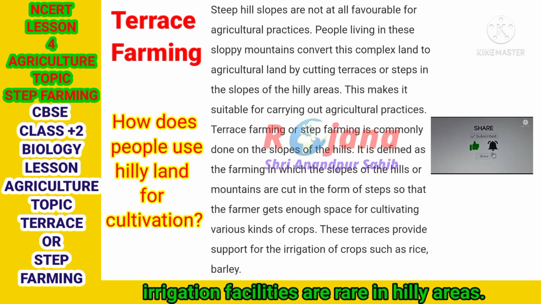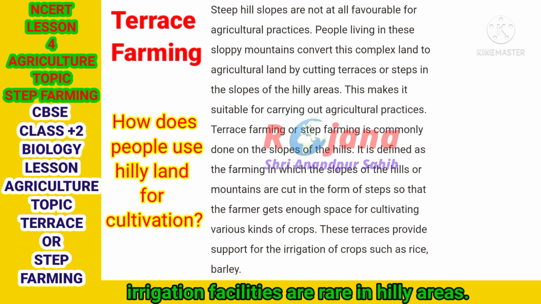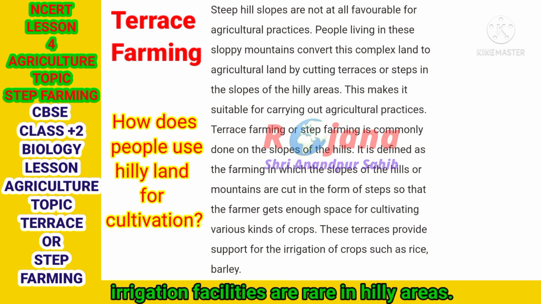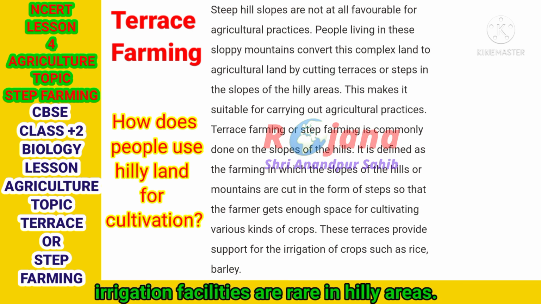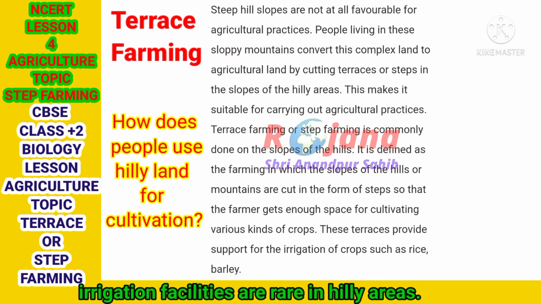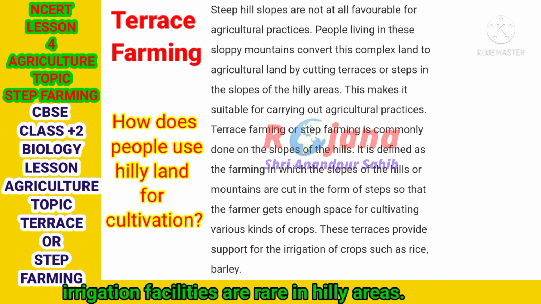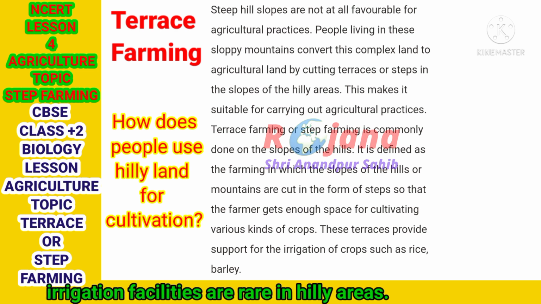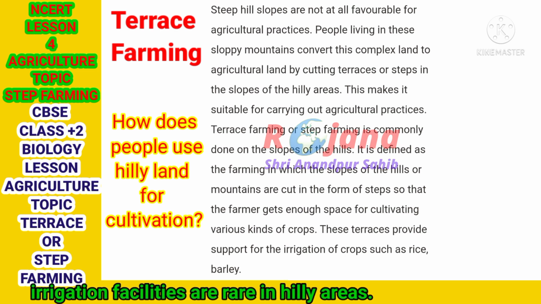Steep hill slopes are not at all favorable for agriculture practices. People living in these sloping mountains convert this complex land to agricultural land by cutting terraces or steps in the slopes of the hilly areas. This makes it suitable for carrying out agriculture practices.